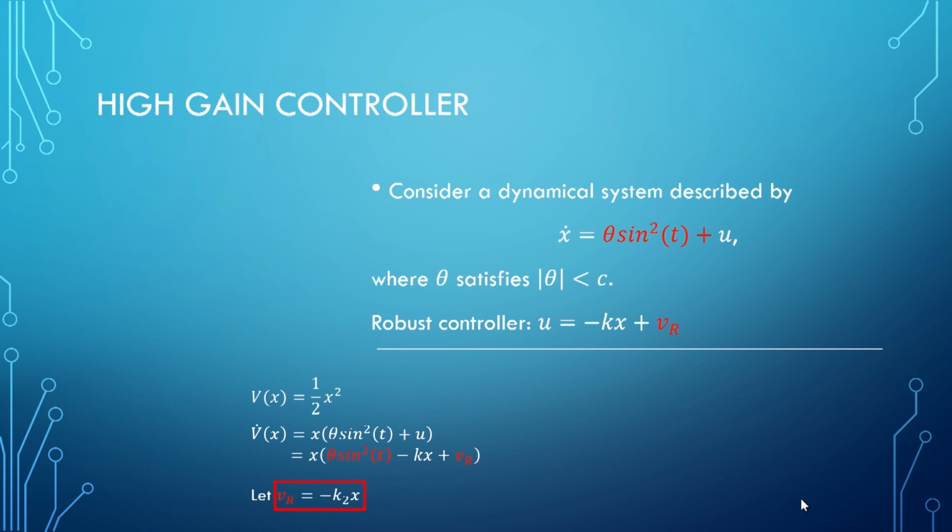So if you design VR as minus k2x and you substitute minus k2x, you got this. And you expand this out, minus kx and x. So it's minus kx squared and minus k2x squared. So basically for now, this robust term is similar to this. It's minus kx and this is minus k2x. But the selection of k2 will be different.